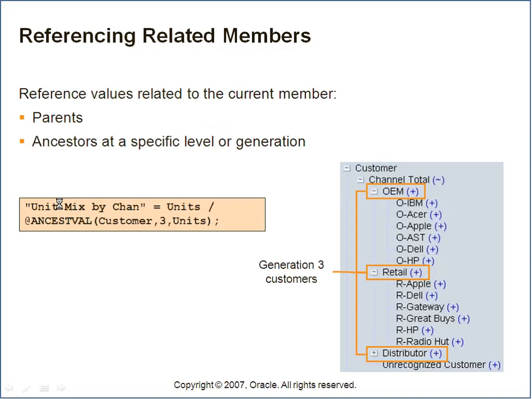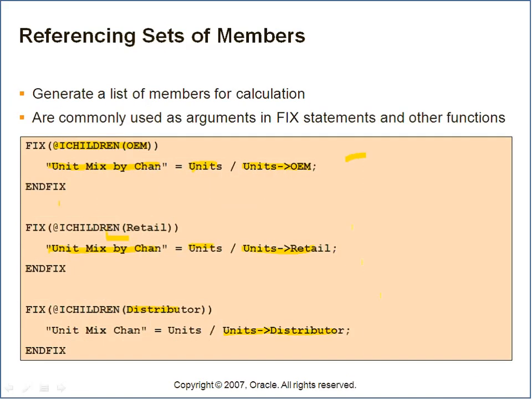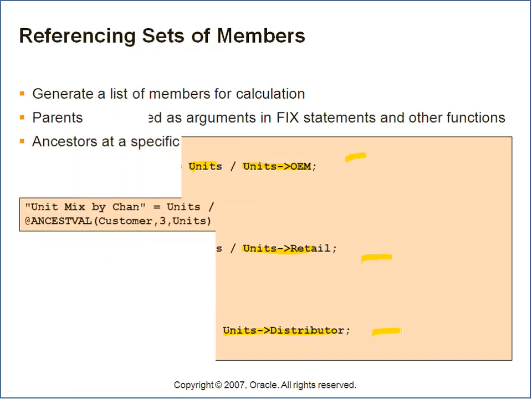Okay. Another way of achieving the same calculation, now this is a little difficult to understand, but the same calculation that we had in the previous screen, I can achieve by using a function called ancestVal. Which means what it is going to do is, it is going to take the third generation. So I say customer third generation for the units. Okay, so these three statements I can replace by this particular line.